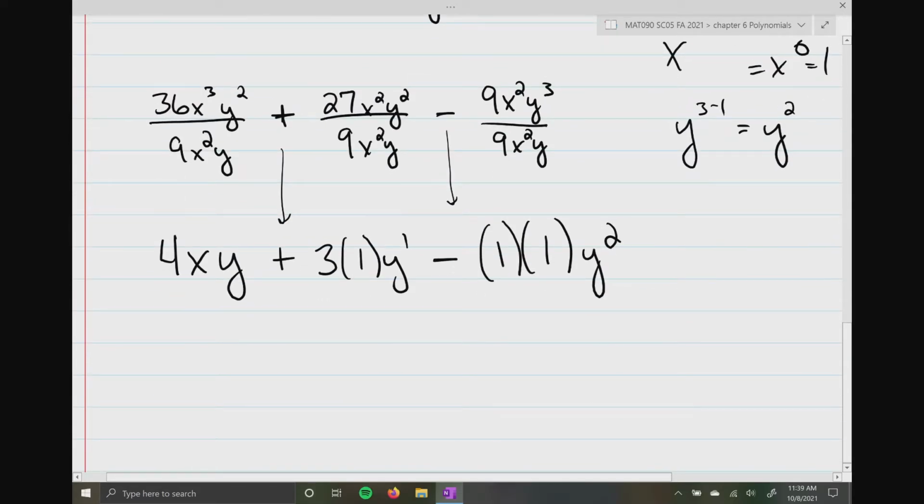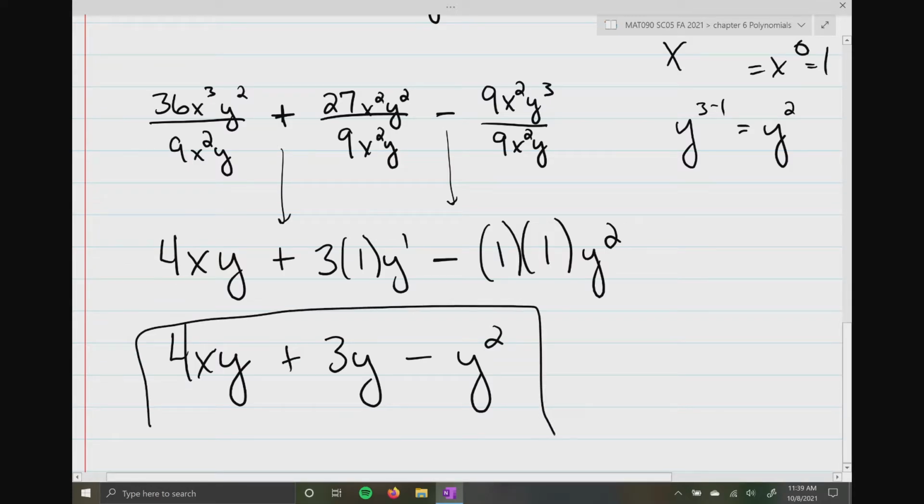So the last move I would do here, just to clean it up, I would write 4xy plus 3y minus y to the second. In other words, I would just multiply by 1. All right? You got to know your rules. You got to know them. There's only 6. All right? That's 12.